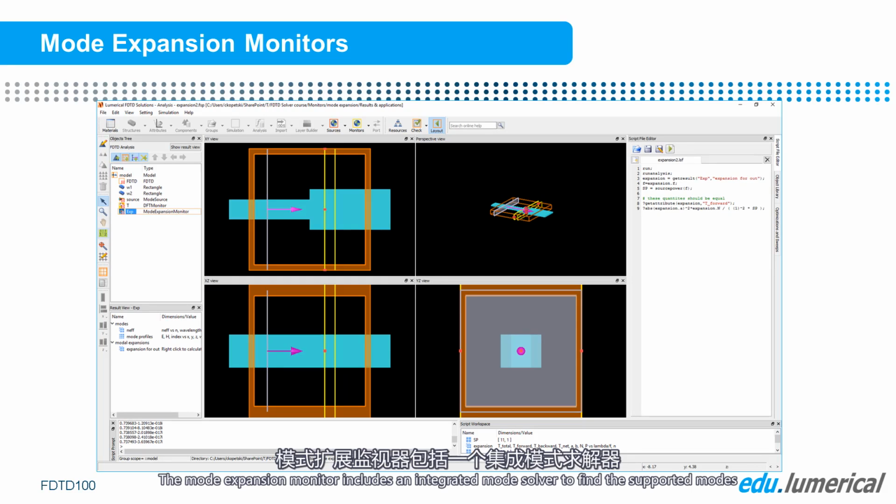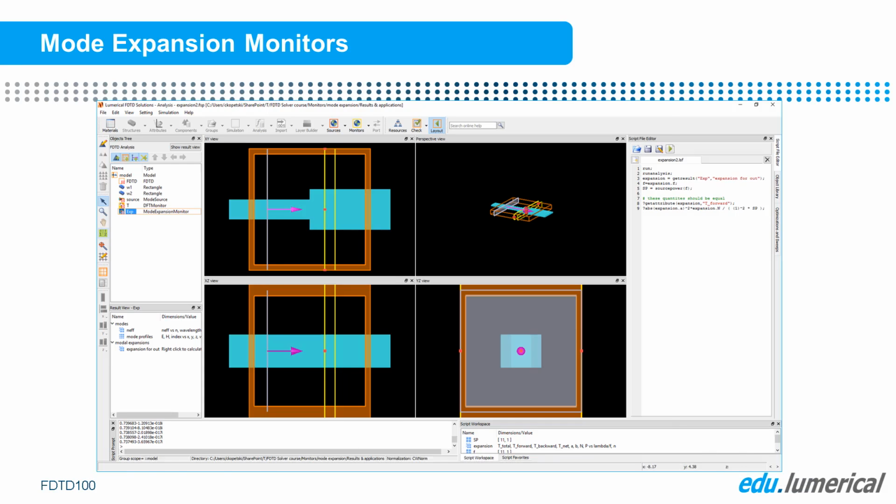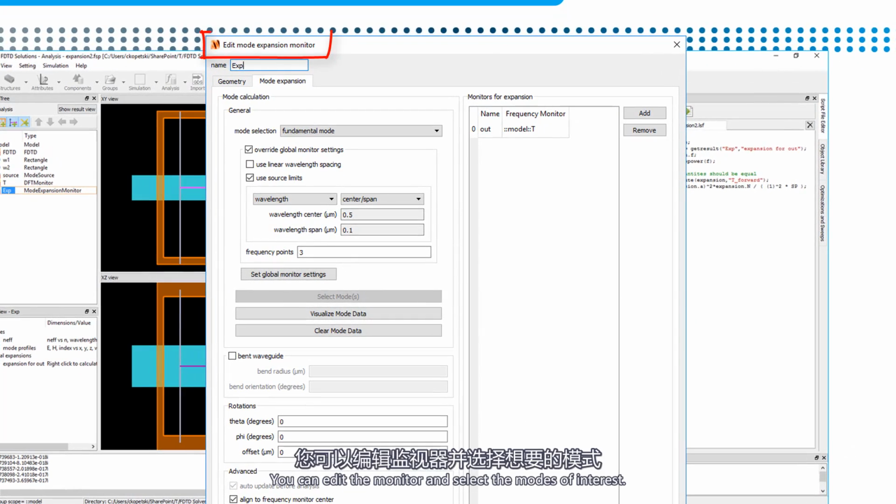The mode expansion monitor includes an integrated mode solver to find the supported modes of a waveguide or fiber given the cross-section of the device by using the finite difference eigenmode solving algorithm. This is the same mode solver as used for mode sources that we saw in the sources section of this course. You can edit the monitor and select the modes of interest.